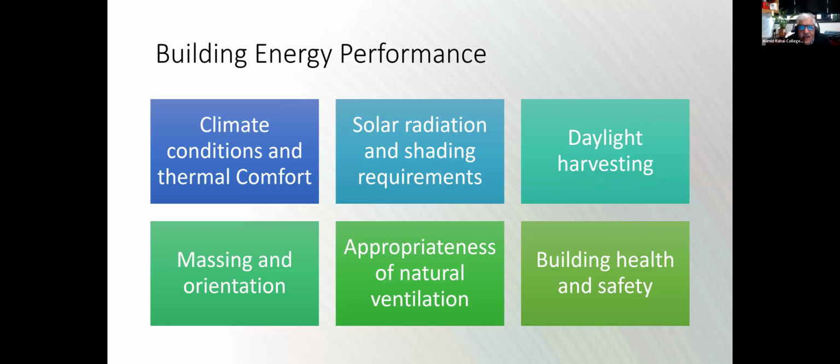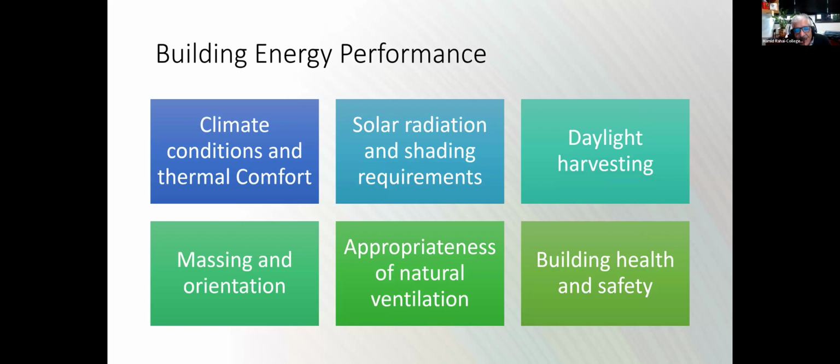So I talk about using building energy performance at the beginning to assess the type of energy, the amount of energy you use, the type of activity you have, because that helps you to meet your design points. So what are the things that you need to consider? Climate condition and thermal comfort.